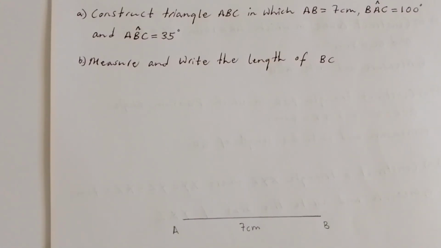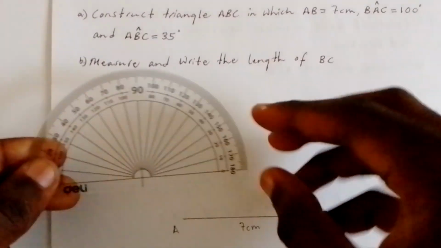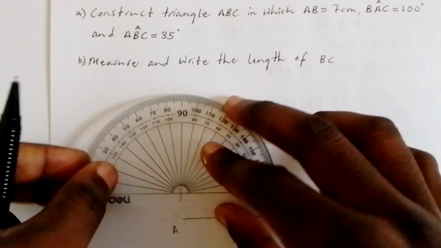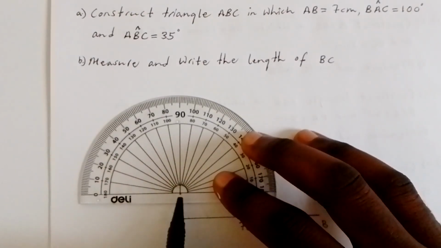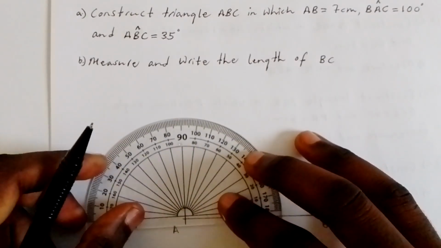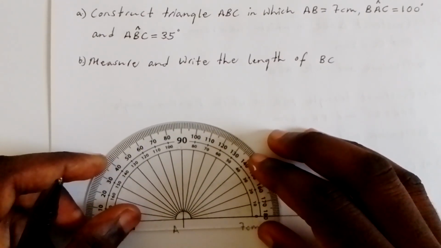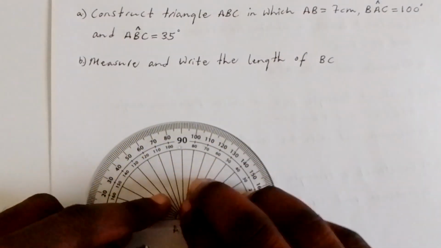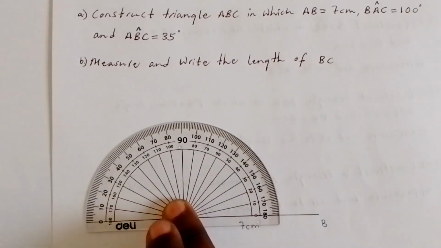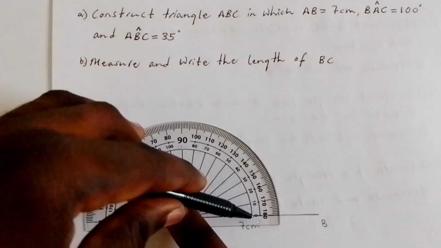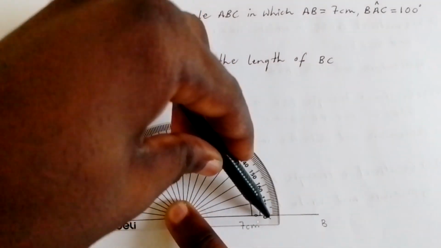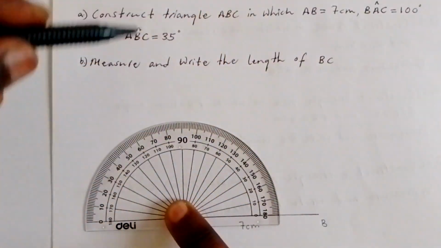we get our protractor, because this is one angle that can be constructed with the aid of a protractor. You get your protractor, ensuring that the center point is at the end there. Then you measure your 100 degrees. Now we are going to start from here. You can't start from there because we don't have a line there. The line is here, lying on top of that one, so that's why you have to start from here.